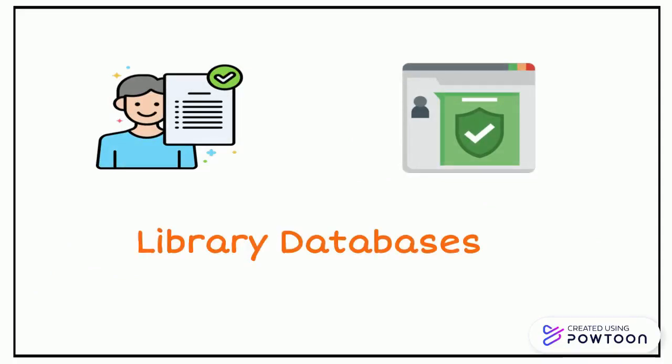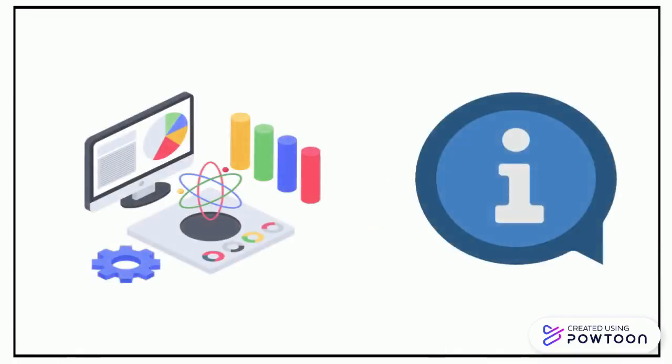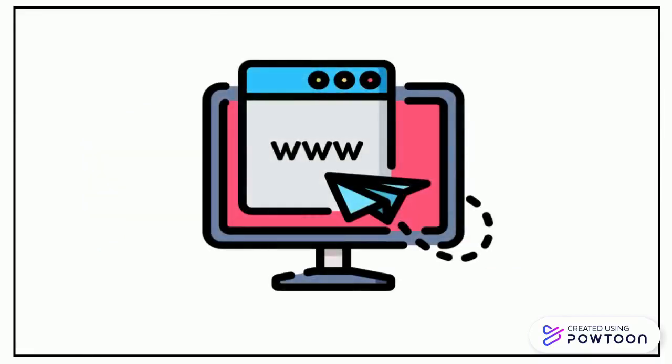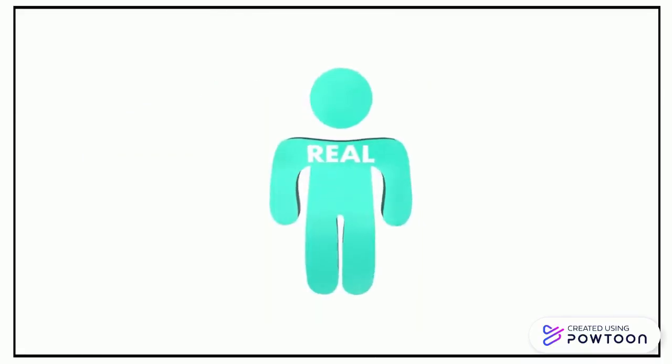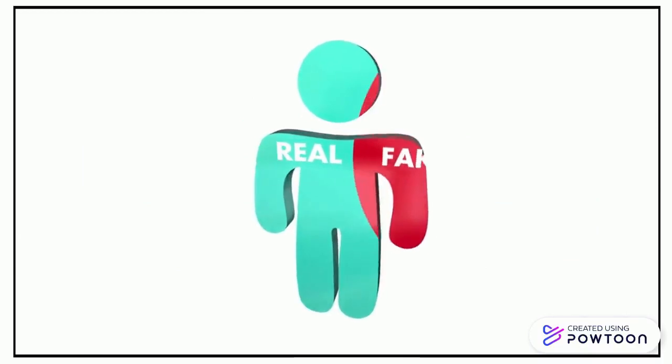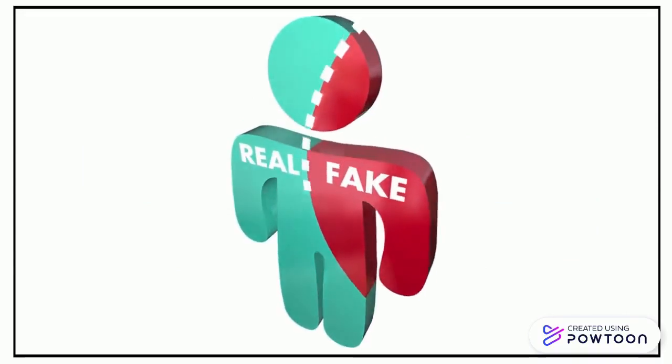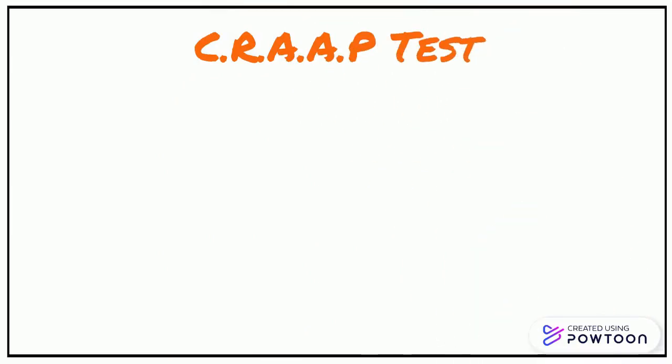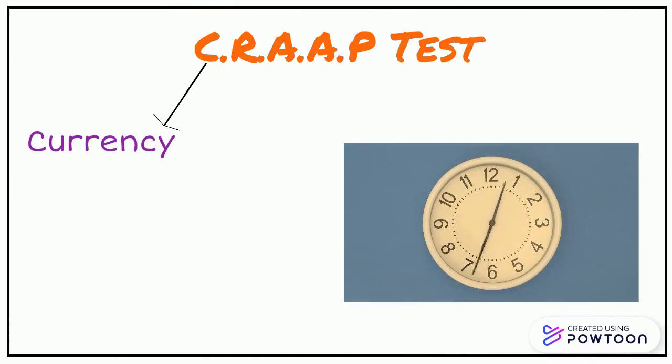Sometimes you need to use data or information from websites or other sources that are only accessible through search engines. To check the credibility of those sources, or even the sources you find through databases that are not reviewed, you can use the CRAP test. The CRAP is an acronym where C stands for currency, that checks the timeline of the information.